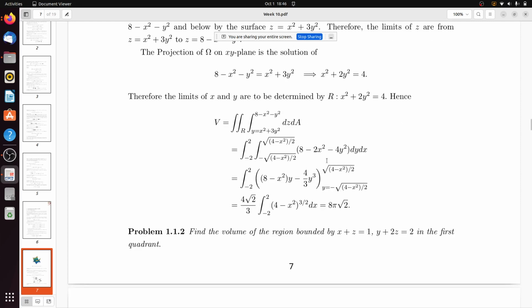Now this is the integration of dz from x square plus 3y square to 8 minus x square minus y square. It will give you z, that is 8 minus x square minus y square minus x square minus 3y square. If you calculate it, you will get 8 minus 2x square minus 4y square, dy dx. Now integrate with respect to dy. You will get (8 minus 2x square) into y minus 4 by 3 y cube, and then you put the value of y. Here the integration is simple, just put x equal to 2 sin theta, and you will get this answer.